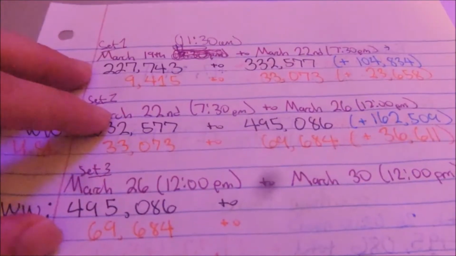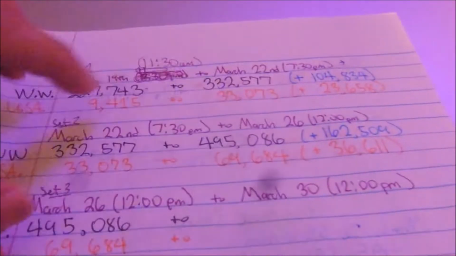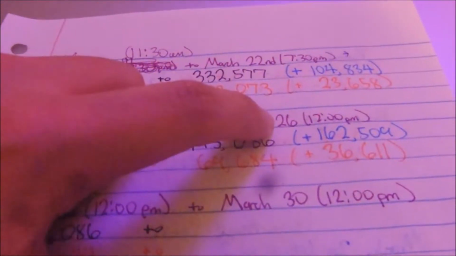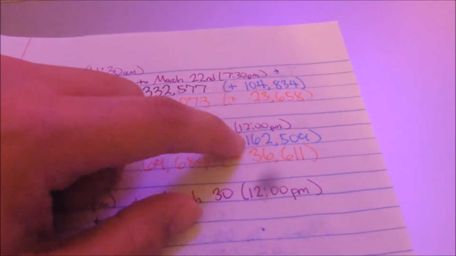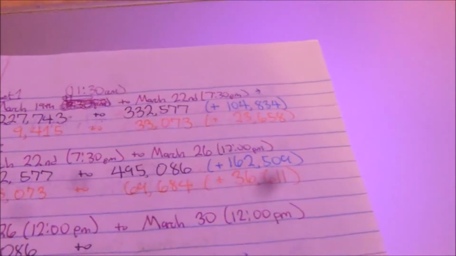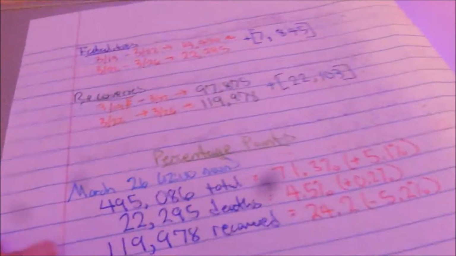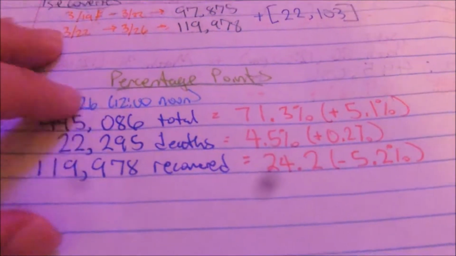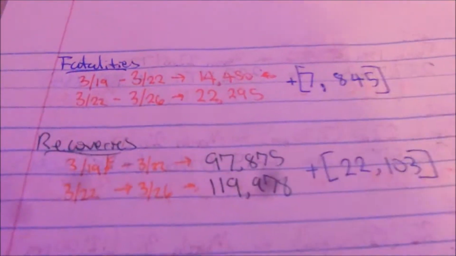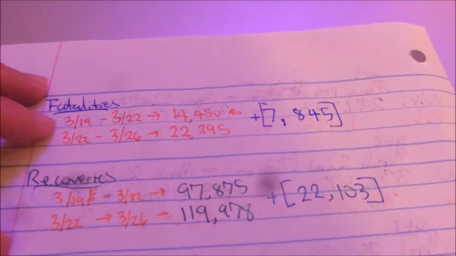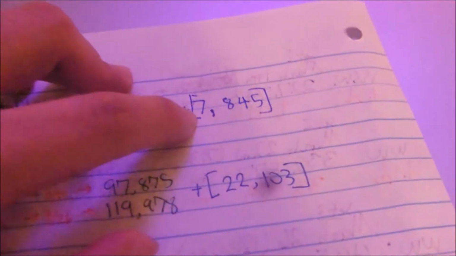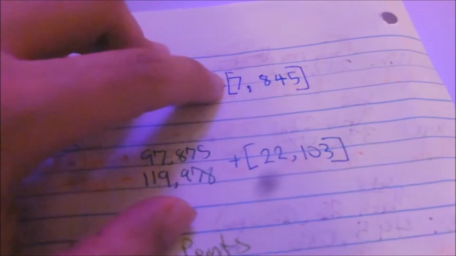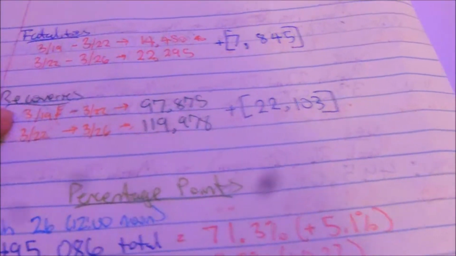Now, even if I had made the interval from March 22nd to March 26th equal to the first set, this number would definitely be more than 104,834. That's for sure. But what I really want to focus on are these percentage points here. By the way, let's take a look at the number of fatalities from the 22nd all the way through the 26th. We've gained, I got here, 7,845.